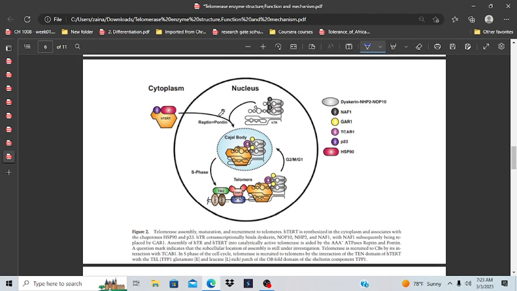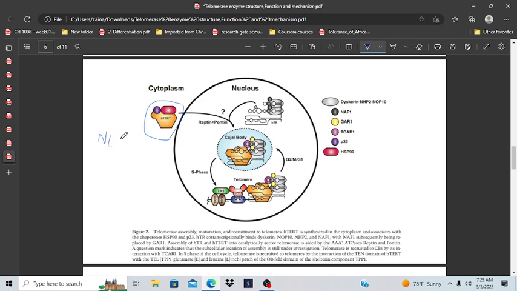So let's see how telomerase is being recruited. The hTERT part is made in the cytoplasm and the hTR part is made inside the nucleus. So they both need to be assembled in order to make the catalytically active telomerase. hTERT is recruited into the nucleus. It has a nuclear localization signal.